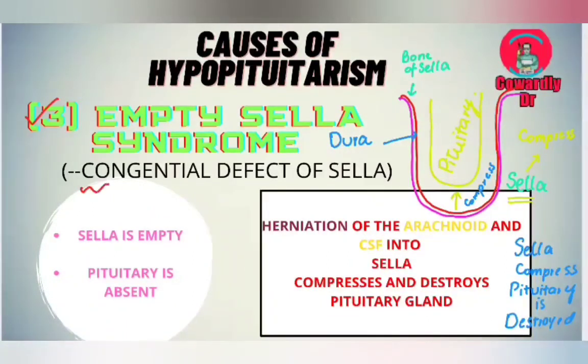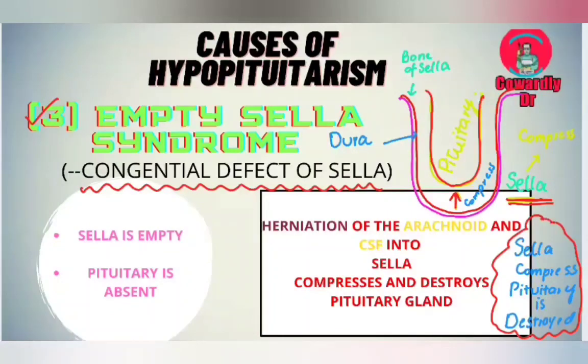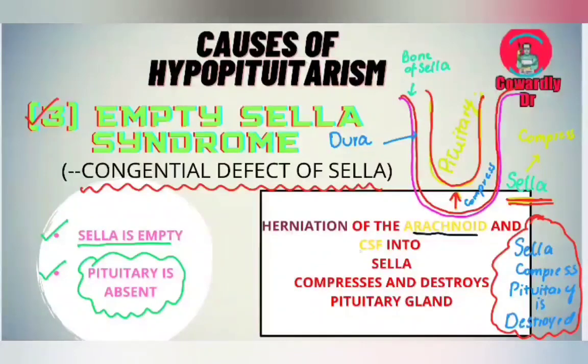Sheehan syndrome. Now we will discuss the third and the last cause of the hypopituitarism, which is the empty sella syndrome. It is the congenital defect of the sella. So let's say here we can see a sella. The pituitary is sitting inside the sella. So the sella will compress and the pituitary is destroyed. What happens in this empty sella syndrome is that the sella is empty, the pituitary is absent, there is herniation of the arachnoid as well as the CSF into the sella. This sella will compress and the pituitary gland is destroyed.